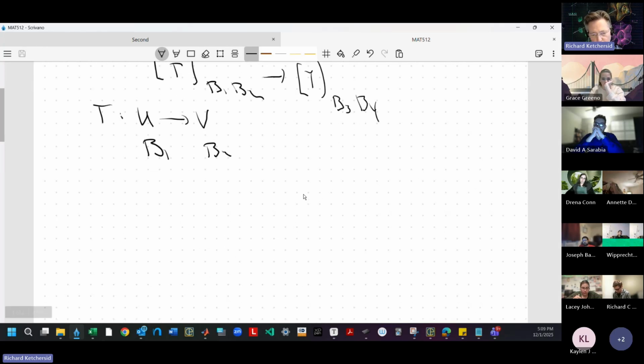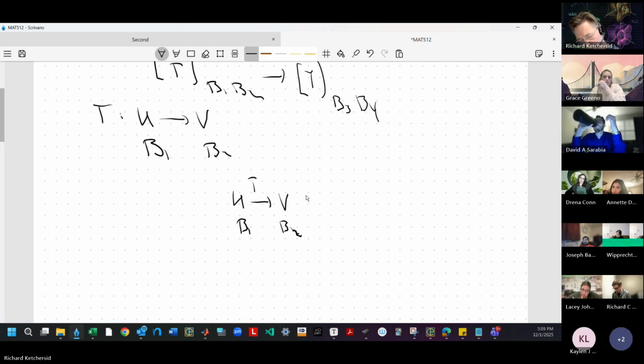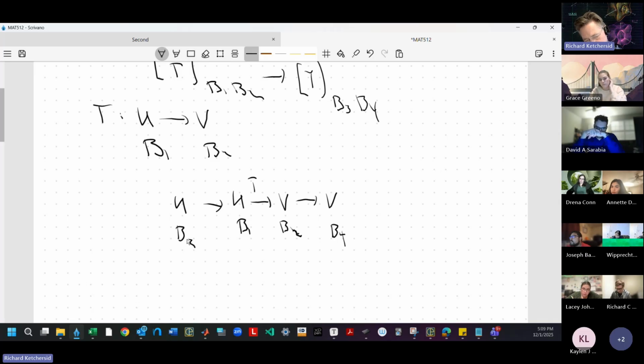More room. Okay. So on the math side, we have this sort of setting. We have u going to v, and that's t, and I've got b1 and b2. And then we want to change this to basis b4 for v. Here we want to have the basis b3 for u. So that's kind of the idea here, okay?